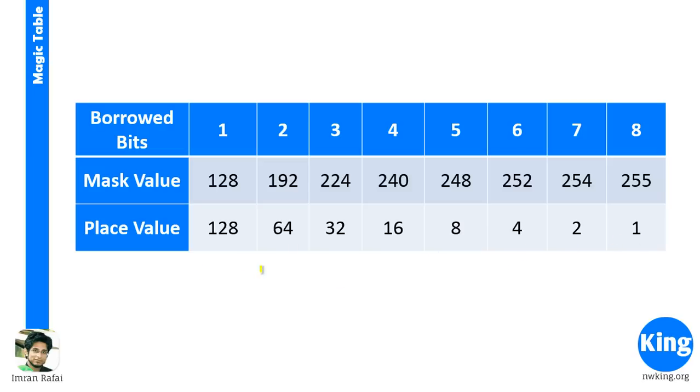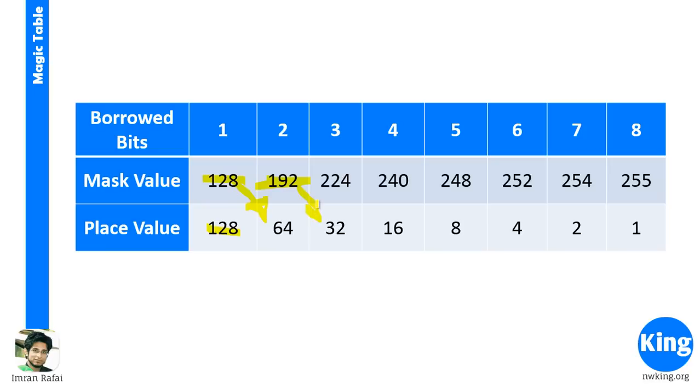The place value is what we always learned. You start with 1, 1, 2, 4, 8, 16, 32, 64, 128. It's nothing but doubling. And the mask value. So when we borrow one bit, the place value is 128, which also makes the mask value for that particular octet 128. So that is nothing but the same number, 128. How do we get the subsequent numbers? So 128 plus 64 will give you 192.